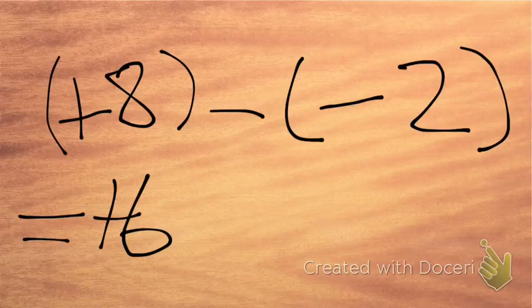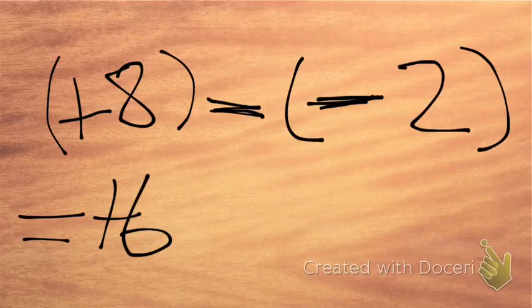Remember, you've got 2 negatives, right? One negative there and one negative there would be a positive. So it's positive. So it's +8 plus 2.